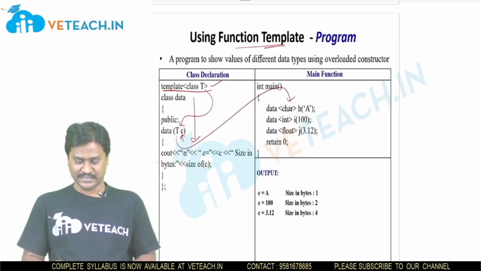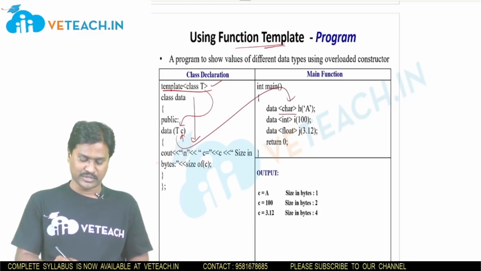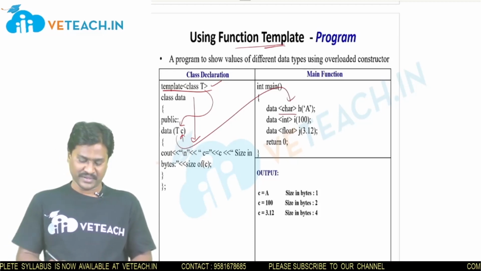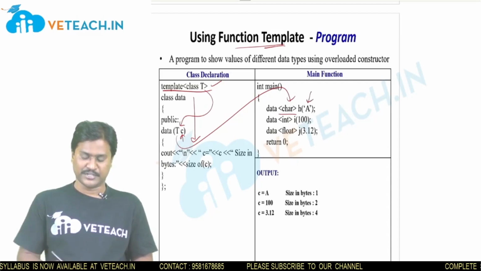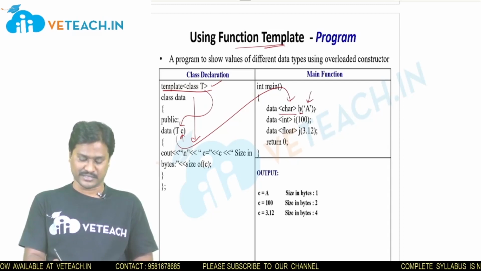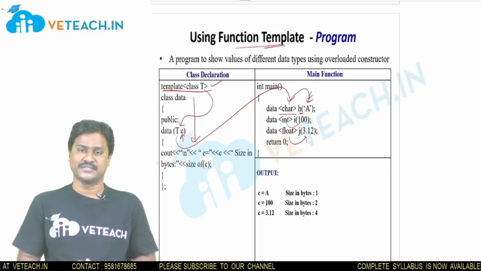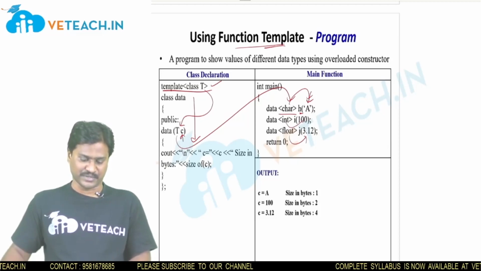When we specify the type in angular braces, the compiler automatically knows at runtime the type of this variable for this object, whether it is character type, integer type, or maybe a float type. This is useful for the class template.